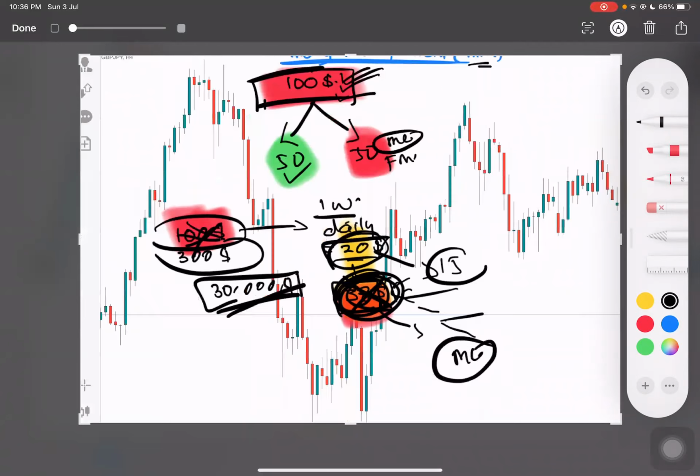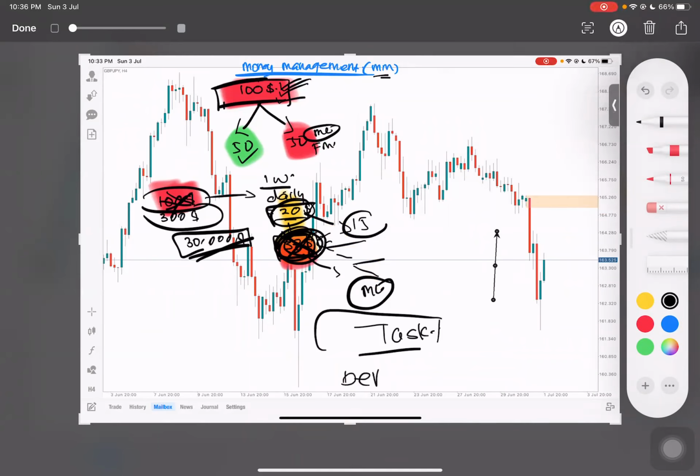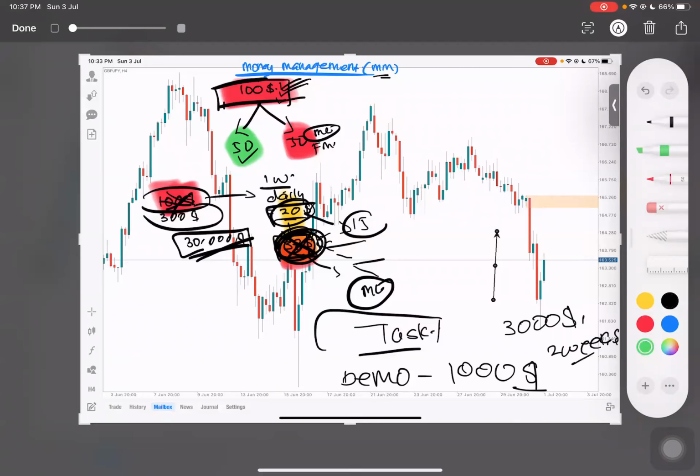Great. So I have a task for you. The task is simple. I want you to open a demo account. It doesn't matter how much. Let's say you open a $1,000 USD demo account. I want you to grow it to 3,000 USD in 2 weeks. Is that okay for you? You think you can do this or not? Yeah, I can do it. Inshallah, can. Because I know you can do this. This is just a target, just a task.